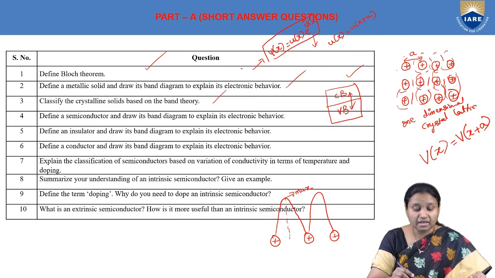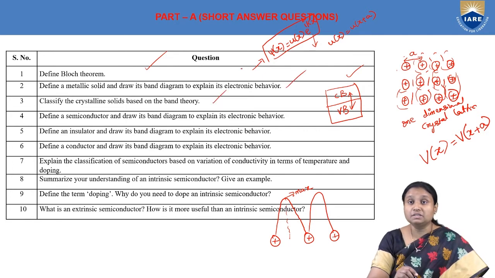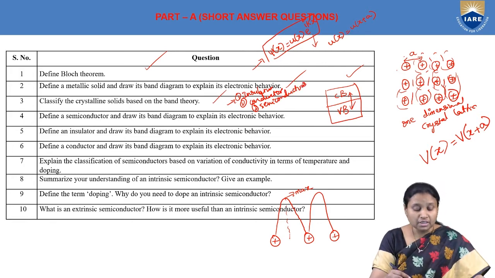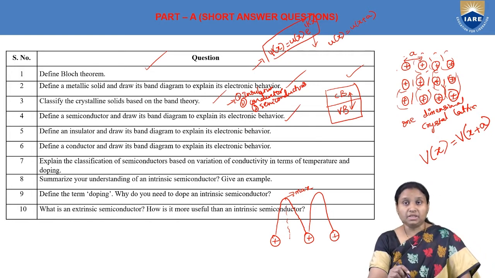And then next we have classify crystalline solids based on band theory. So based on band theory or based on this energy band diagram, we have three types of solids. First type, of course, we have insulators, and then second type we have conductors, and coming to third one we have semiconductors. So it is purely based on width of forbidden energy gap. The next question, define a semiconductor and draw its band diagram to explain its electronic behavior.